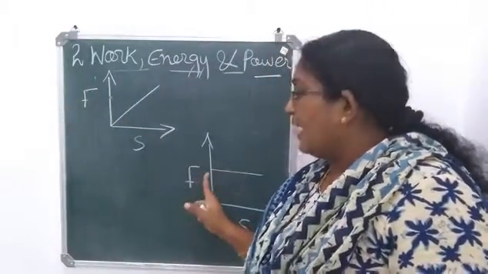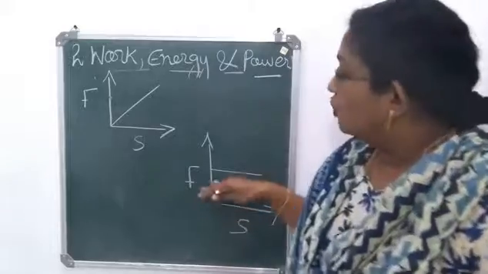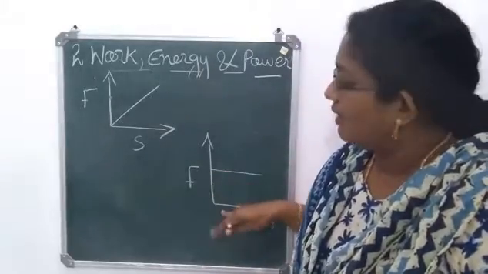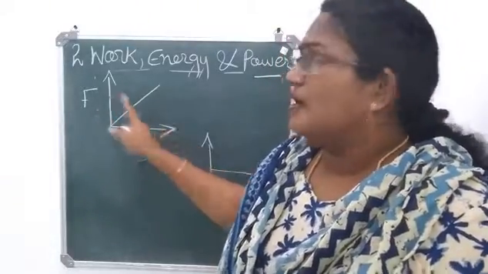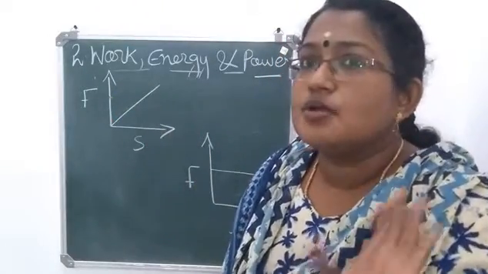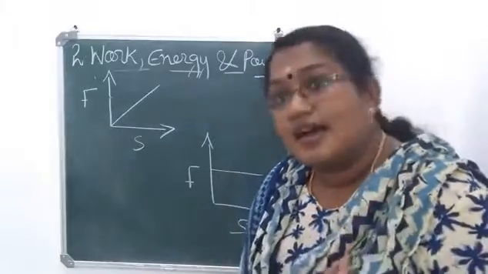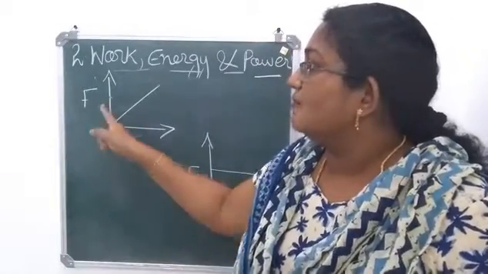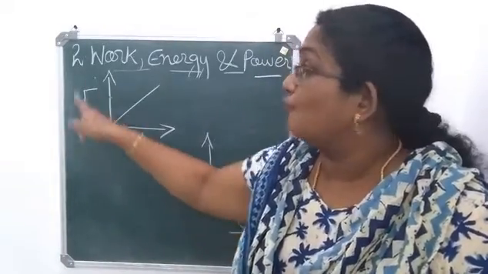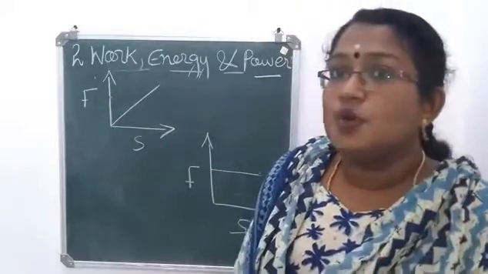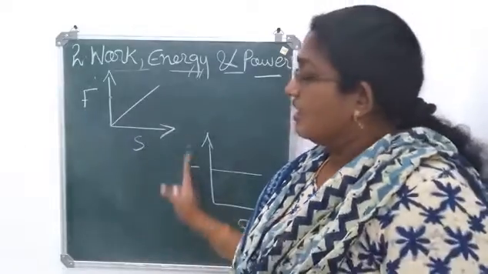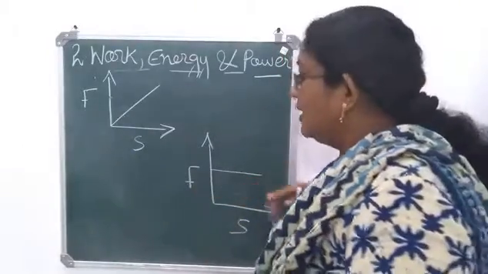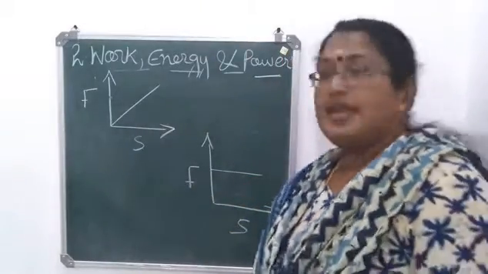Instead of that, if F is a constant, you will be getting the graph as a straight line parallel to the x-axis. Okay. So here, in both the cases, we are considering the force displacement graph. In the first case, we have drawn the graph such that the force is variable. If the force is variable, you will be getting a straight line inclined to the x-axis. If the force is constant, it will be a straight line parallel to the x-axis.